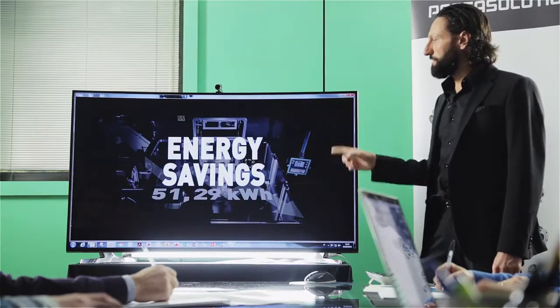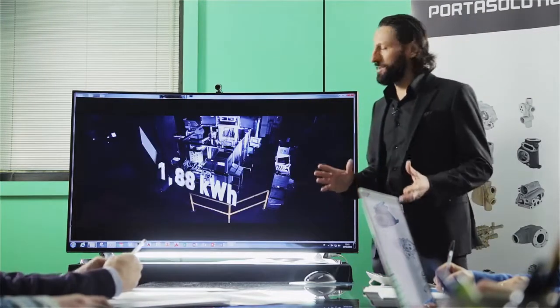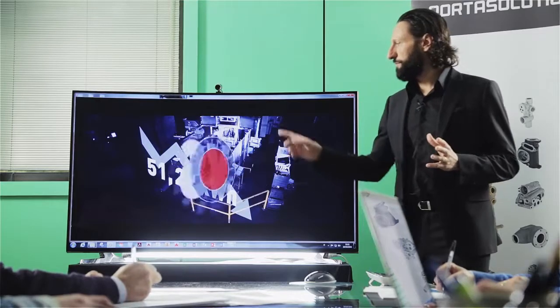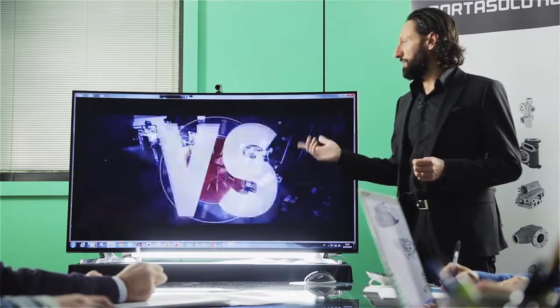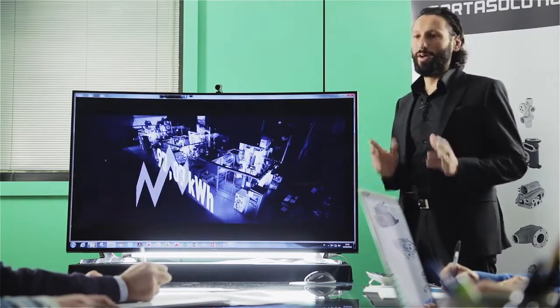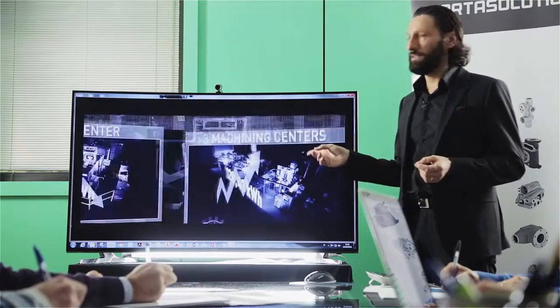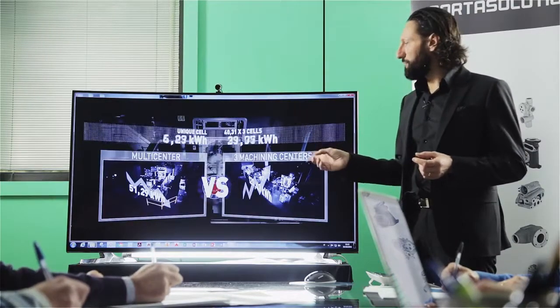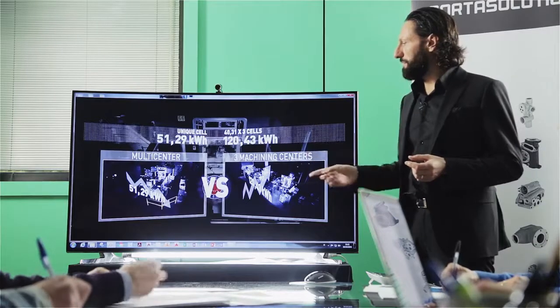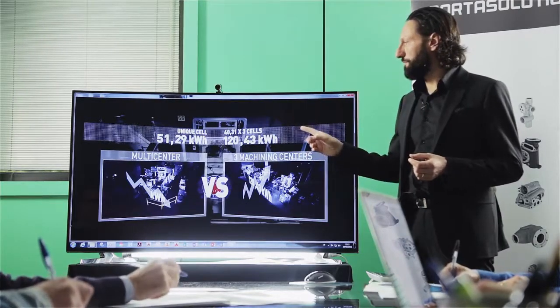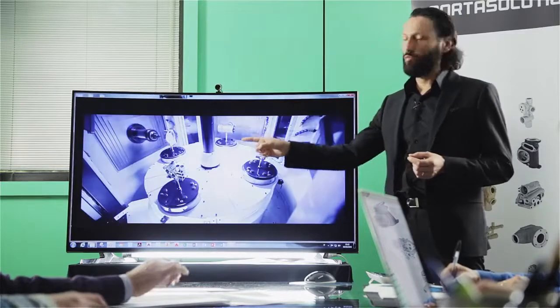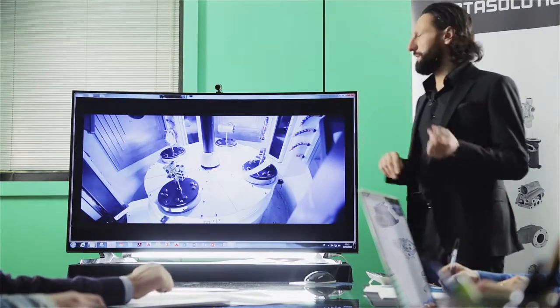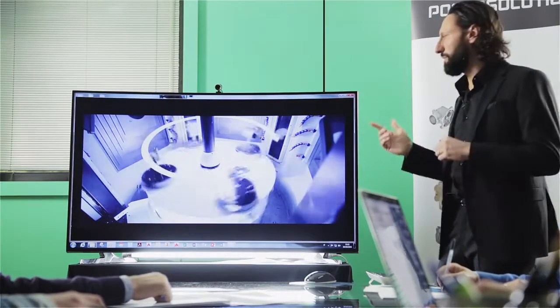Another point is energy saving. We are producing 240 parts an hour with 51 kilowatts. On the other one, we are producing 240 parts an hour with 120 kilowatts. That means you need double the power to produce the same quantity. This is because we have 1 robot against 3 robots, and 1 chip conveyor against 3.